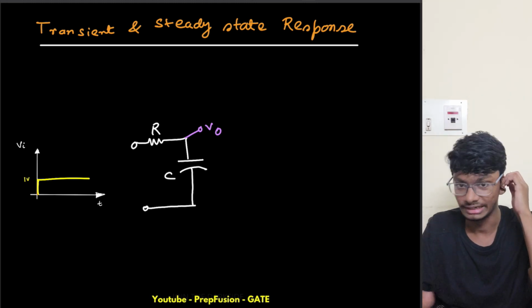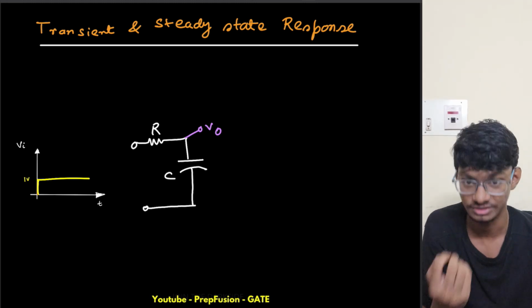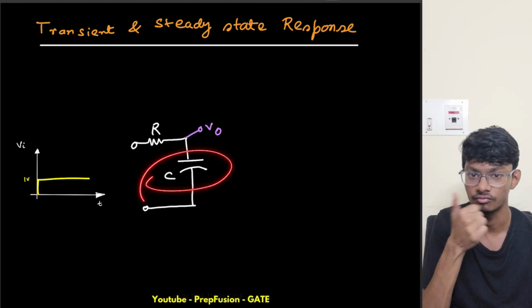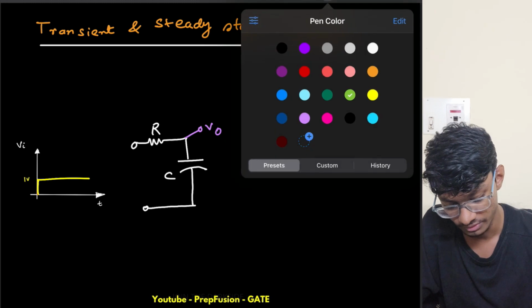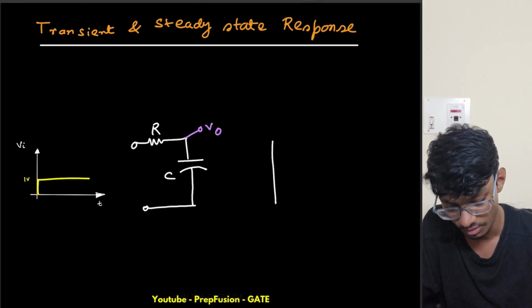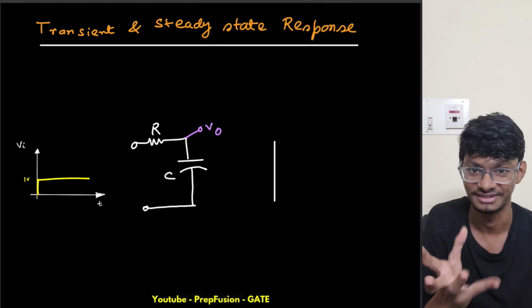So this is a basic first order RC circuit. Why first order? Because we have only one energy storing element. So it is a basic first order circuit only. If this is a basic first order circuit, what will be my output? This should be on the tip of your tongue.